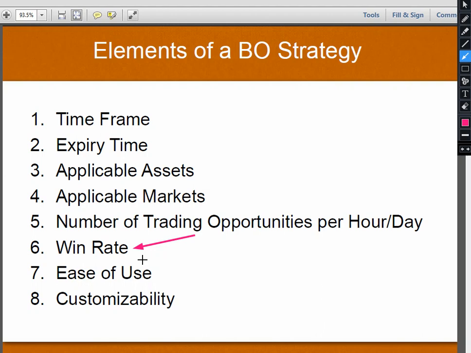And a win rate is computed on average, meaning if you do 100 trades, recommended for testing, actually it's 100 trades.